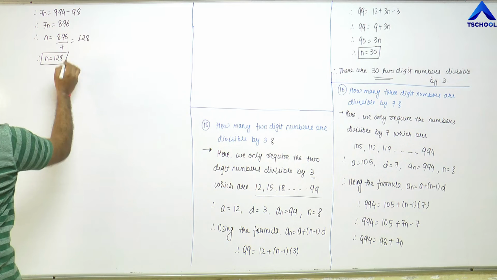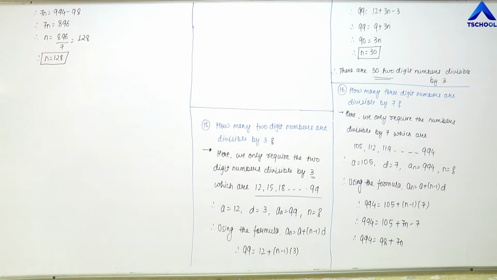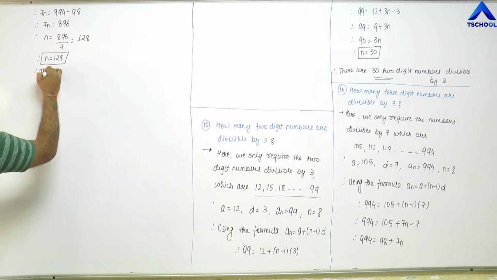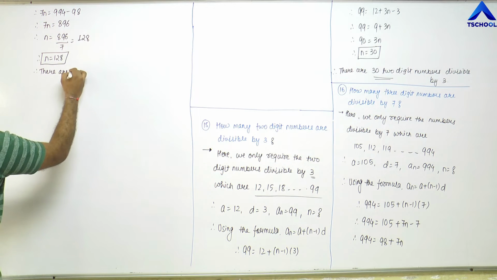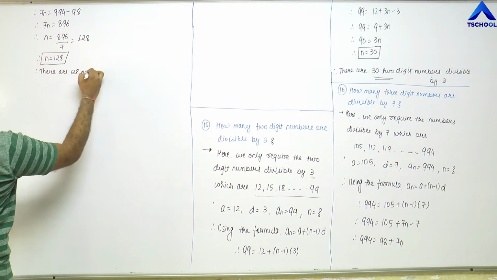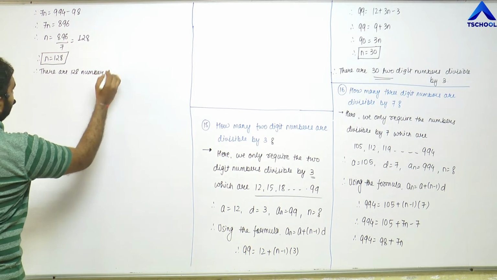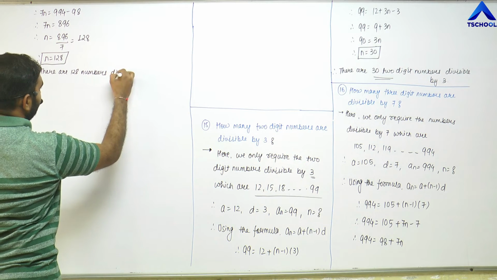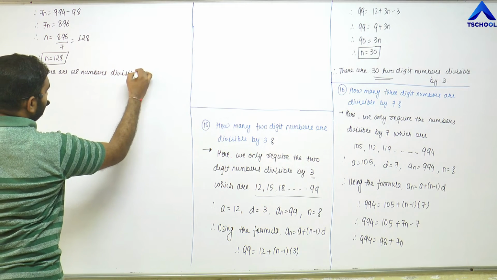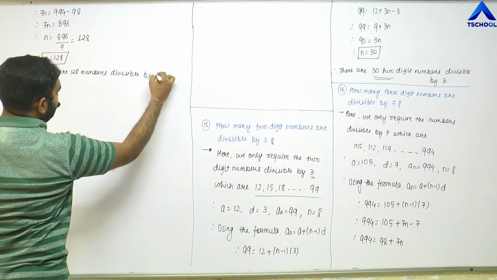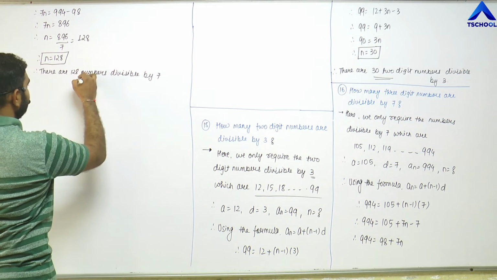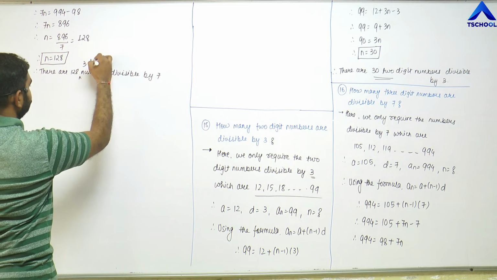So there are 128 such numbers which are divisible by 7. Therefore there are 128 numbers divisible by 7. 128 three-digit numbers.